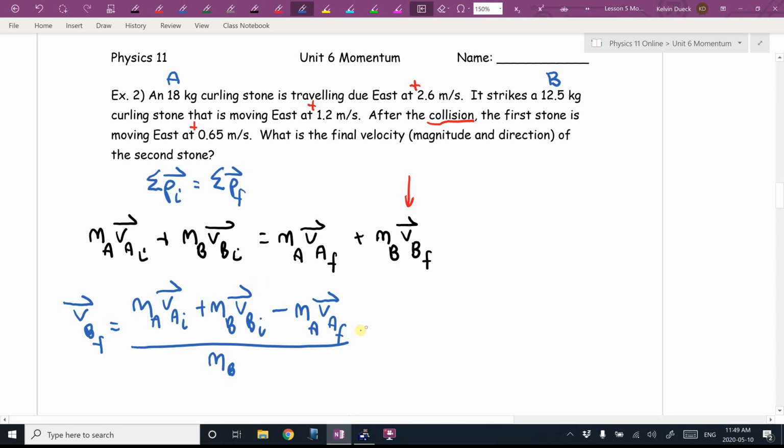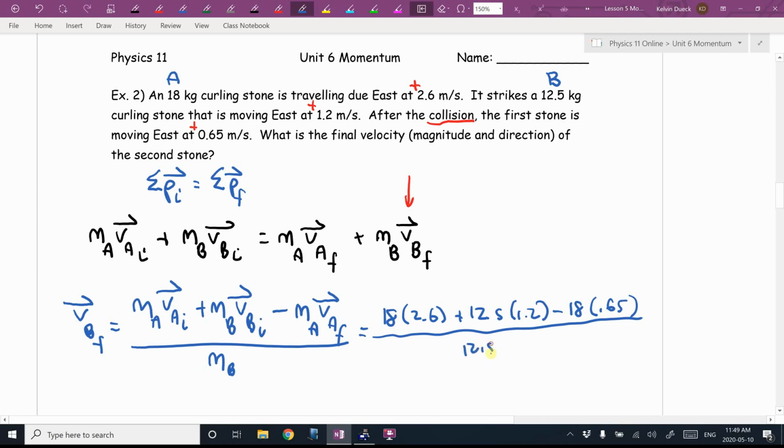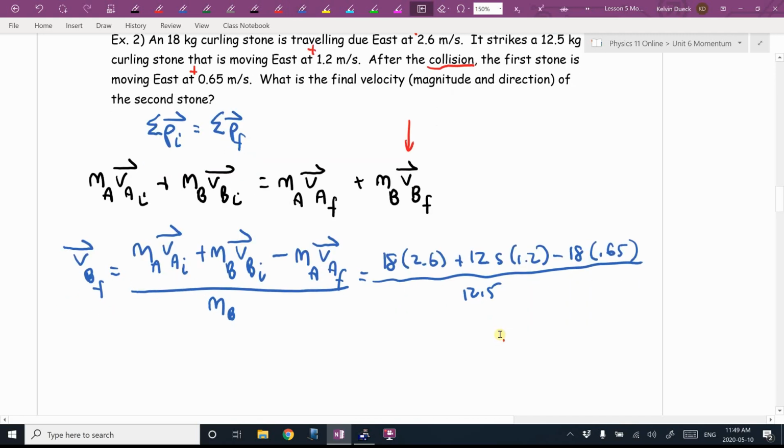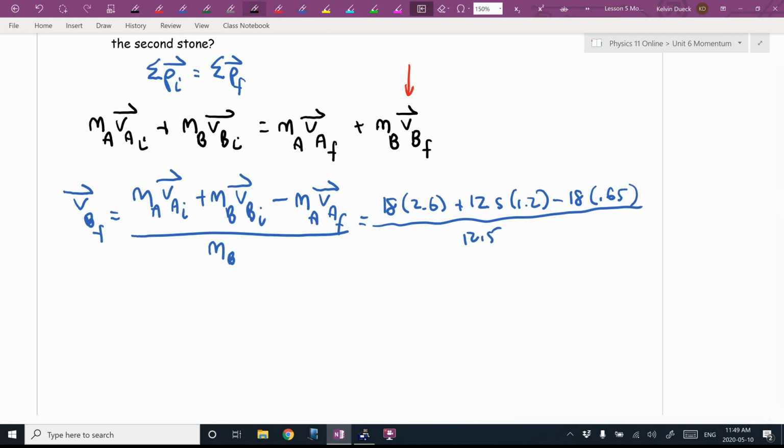Let's plug and chug. I think I can fit this in on this line still. It's going to be 18 times 2.6, plus 12.5 times 1.2, minus 18 times 0.65, all over 12.5. I think I need brackets around the top.